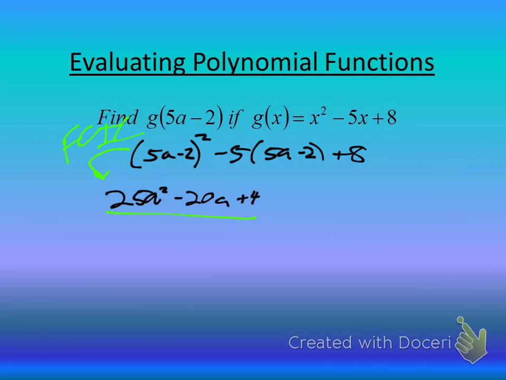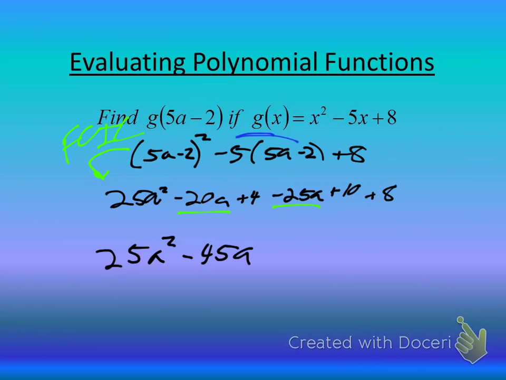Okay? Make sure you FOIL. It's like the most important thing to take from this lesson, to be honest. Alright? The negative 5, you what? You distribute it, so you get negative 25a plus 10 plus 8. Okay, so let's get some like terms. We got 25a squared all alone. We got negative 20a, negative 25a to give us negative 45a. And then 4 plus 10 plus 8 gives us what, 22?